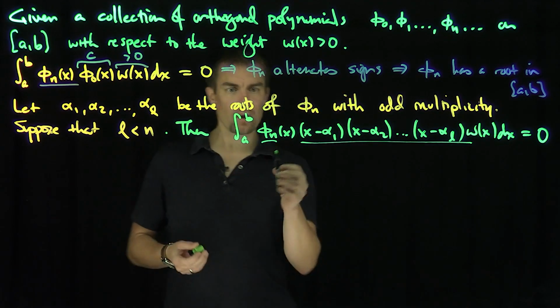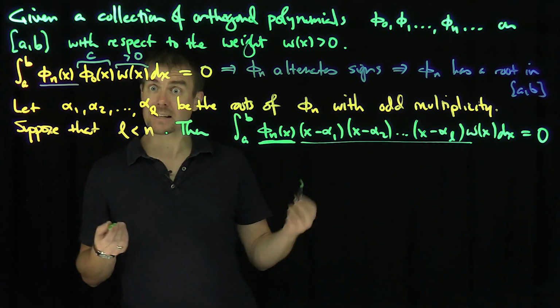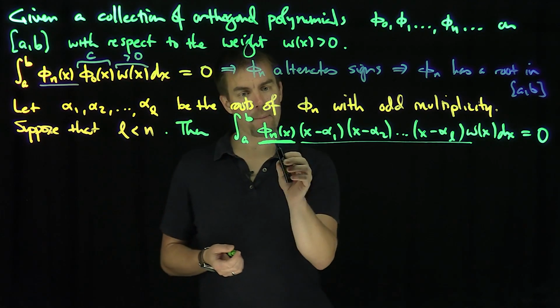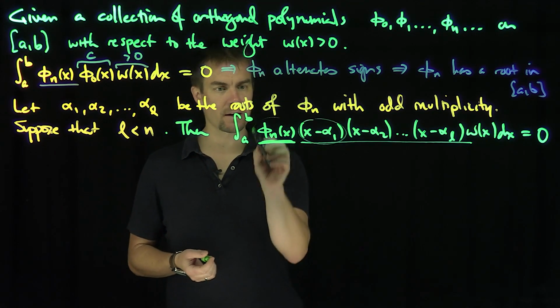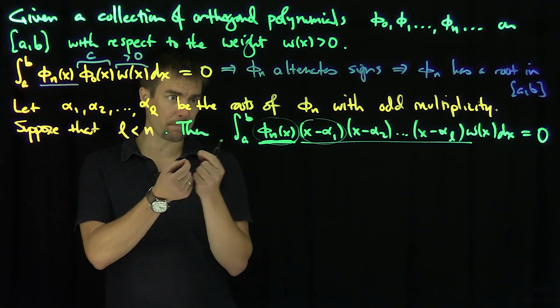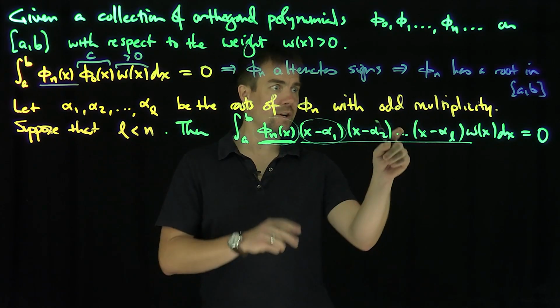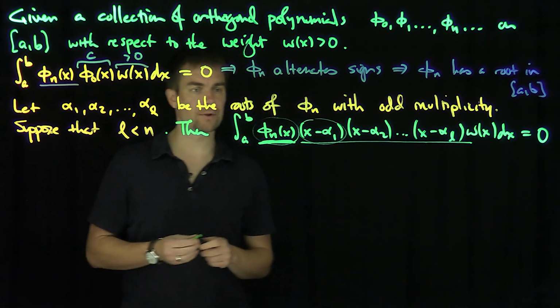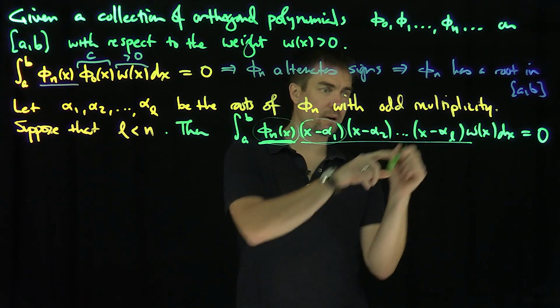Now, I have an x minus alpha 1, and so does phi n have an x minus alpha 1. So in other words, the root at alpha 1 has odd parity embedded in phi n, so this x minus alpha in the overall expression has an even parity. There's going to be an even parity of alpha 1, even parity of alpha 2, even parity of alpha L.